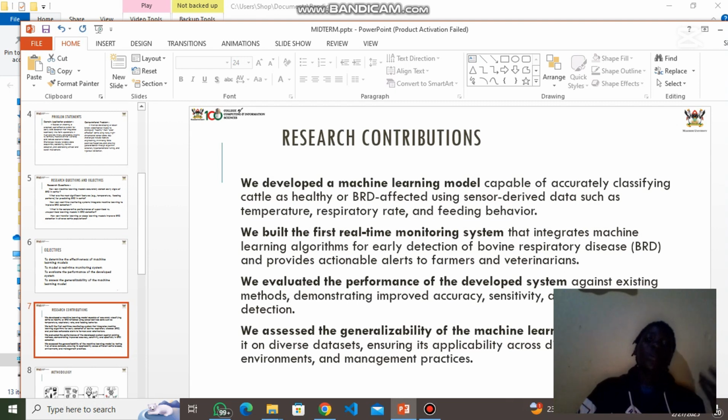Some of the research outcomes we have, we developed them from our objectives. We developed a machine learning model capable of accurately classifying cattle as healthy or BRD affected. Then we built a real-time monitoring system that integrates machine learning algorithms for early detection of BRD disease. Then we evaluated the performance of the developed system against existing methods, thus improving accuracy and sensitivity. Then we assessed the generalizability of the machine learning model by testing it on diverse datasets, ensuring its applicability across different cattle breeds. Thank you.